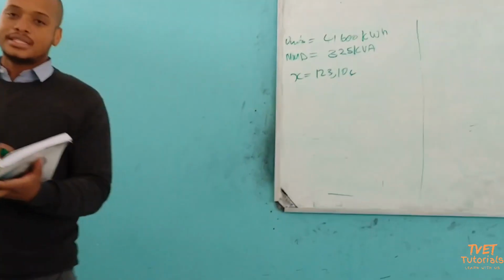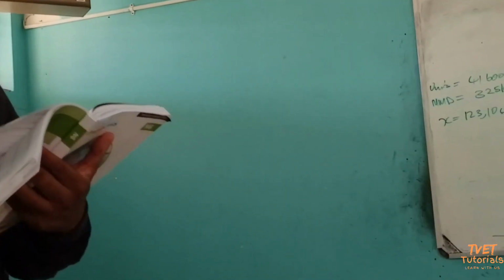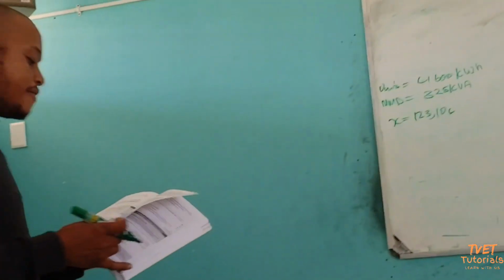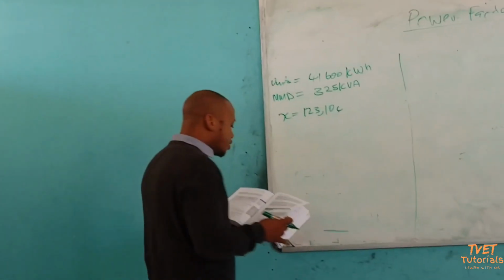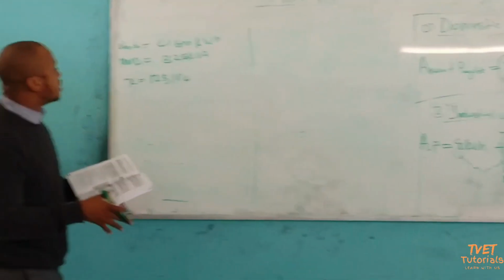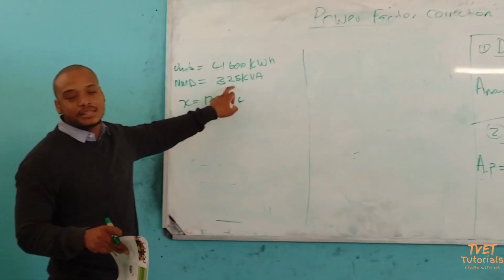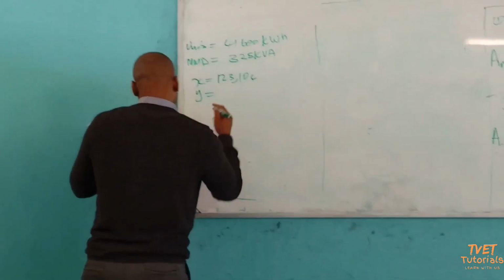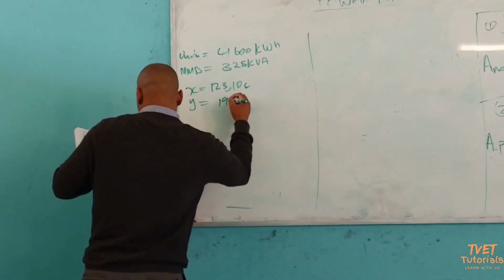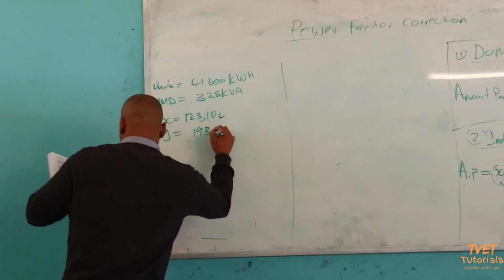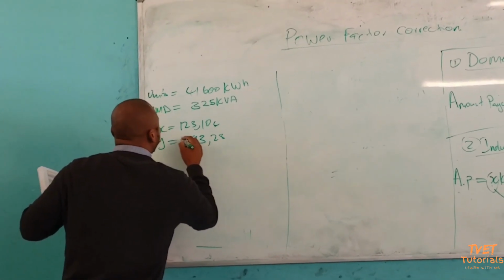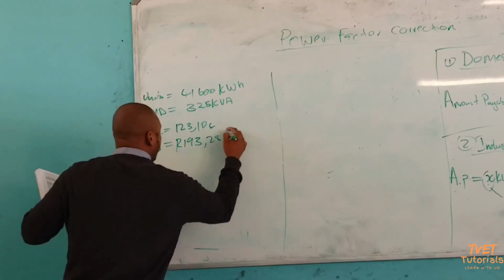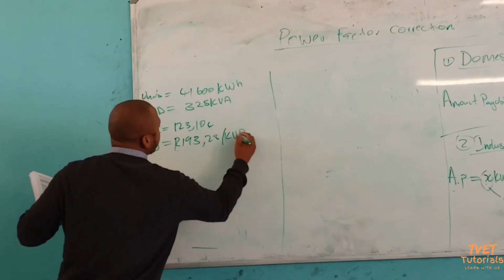If you look at the table, you will see that the energy charge for domestic and for industrial is not the same. The one for domestic is a bit higher than the one for industrial. Industrial is still going to charge them on the maximum demand and on the energy. So Y is then equal to 193.28, and this is in rands per kVA.